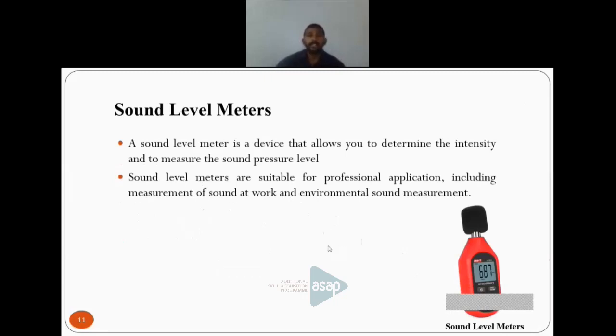Now, there are two types: sound level meters and dosimeters. The sound level meter, whose working we have already seen, determines the sound pressure level as well as the intensity of the sound. It is also used in industries and for environmental sound measurement.